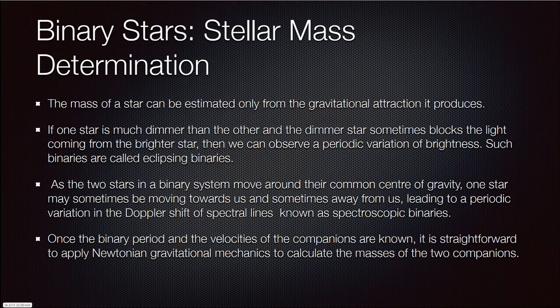As two stars in a binary system move around their common center of gravity, one star may sometimes be moving towards us and one would be moving backwards. That gives rise to a Doppler shift, and that Doppler shift will give variation in spectral lines. Those binaries are known as spectroscopic binaries. Once the binary period and the velocities of companions are known, it is straightforward to apply Newtonian gravitational mechanics to calculate the mass of the two companions.